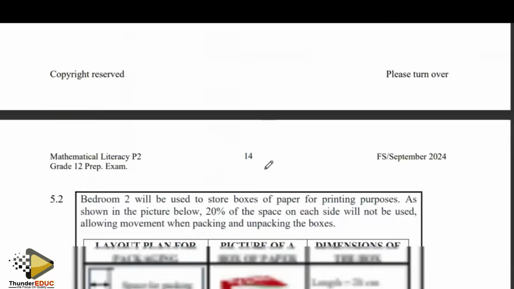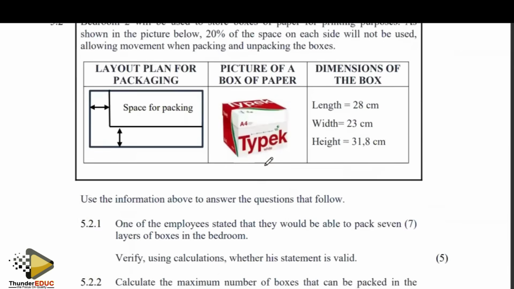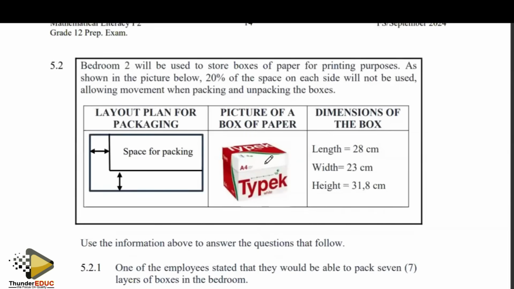Okay. We look at question number 5.2. Bedroom 2 will be used to store boxes of paper for printing purposes. As shown in the picture below, 20% of the space on each side will not be used, allowing movement when packing and unpacking the boxes. So this space here is not going to be covered. That means the shelves are going to cover only this space here. So we shall need to know what we are going to deal with.